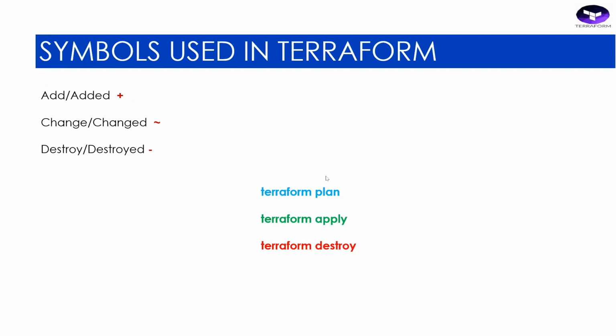So at the time of a plan, you'll see either a plus symbol, a tilde symbol, or a hyphen. When you see the plus symbol on any resource, it means that resource is going to be added, and the number count will be displayed.